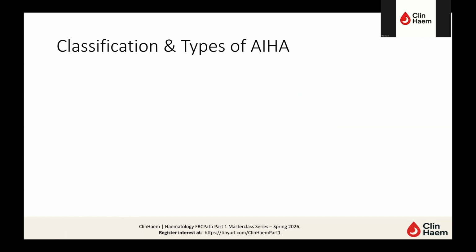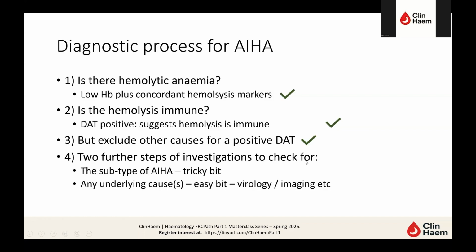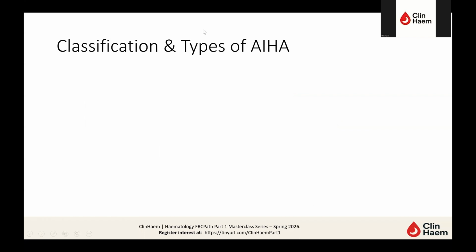So first, I will just briefly mention the classification and types of AIHA. But actually, has anybody got any questions so far, especially about the DAT? In the previous session, one of the colleagues asked if DAT is the same as DCT. So yes, direct antiglobulin test is the same as direct Coombs test. But anyhow, if there aren't any questions, and there's nothing in the chat either, we'll just move on.